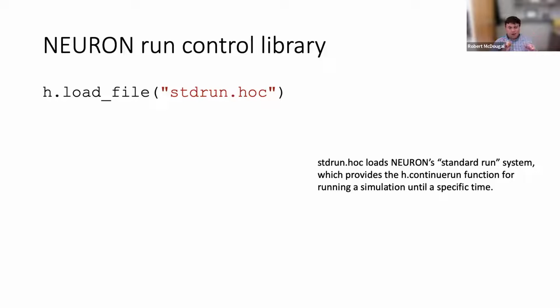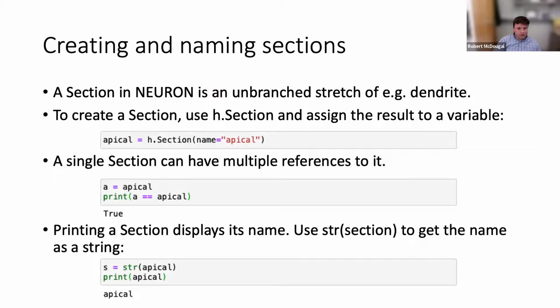load_file is the go-to tool for that. And so in particular, you'll often want to load_file stdrun.hoc, which provides NEURON's standard run system. We've seen the run control. It's what powers that in some levels. So you have, I'm going to run for a certain period of time. So yeah, that's extremely useful to be able to have.